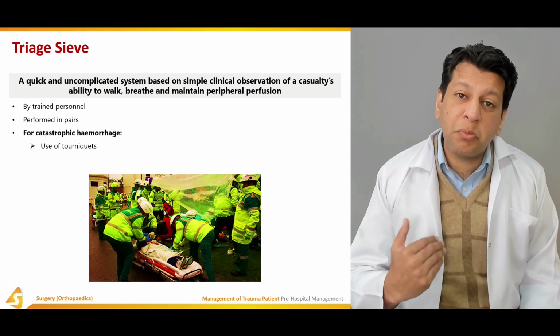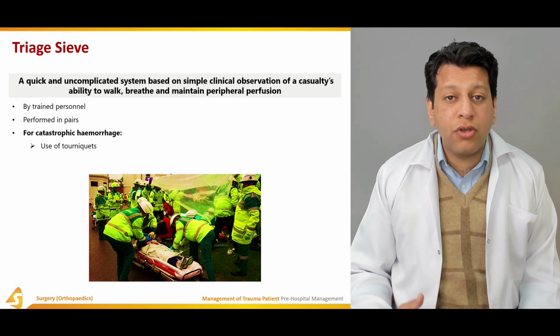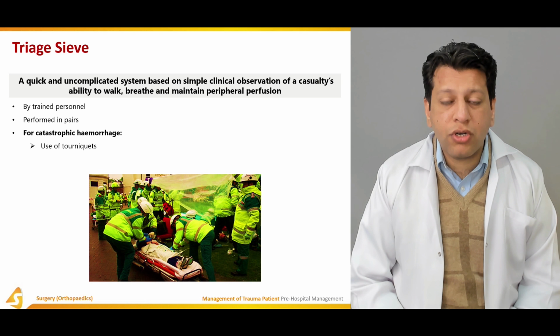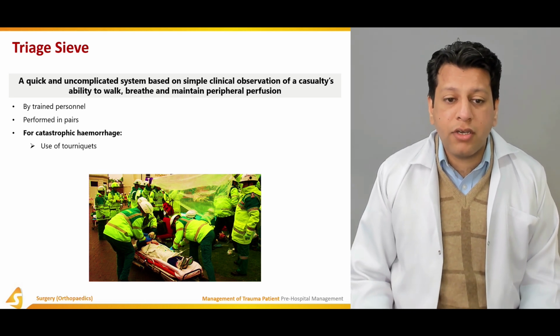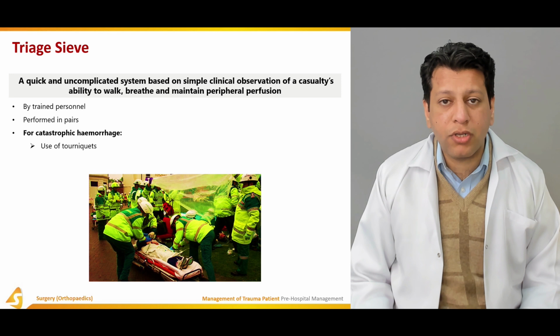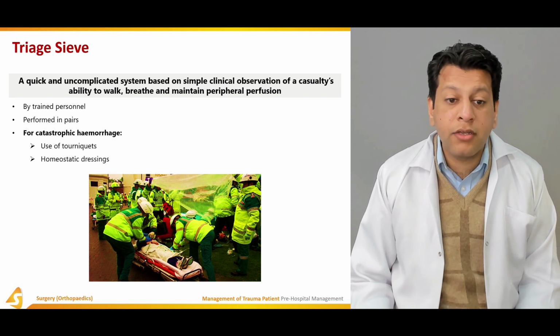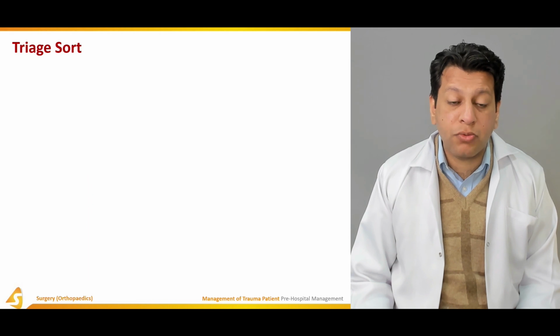If we suspect there is a serious hemorrhage, then tourniquets can be applied, although only for a very short duration of time, if we suspect that we cannot stop the bleed by simply putting gauze or pressure over it. Other are hemostatic dressings, which can be used to control hemorrhage as well.